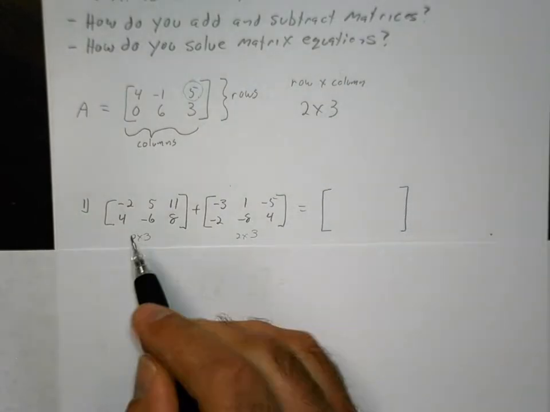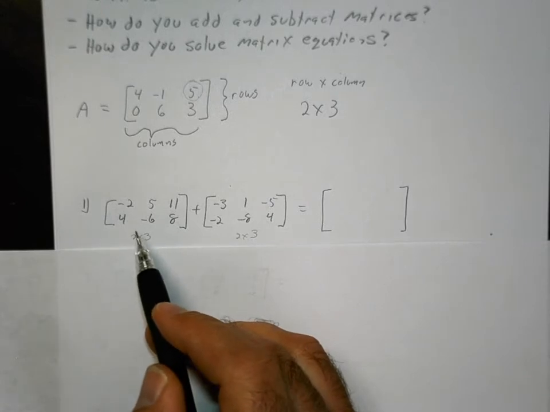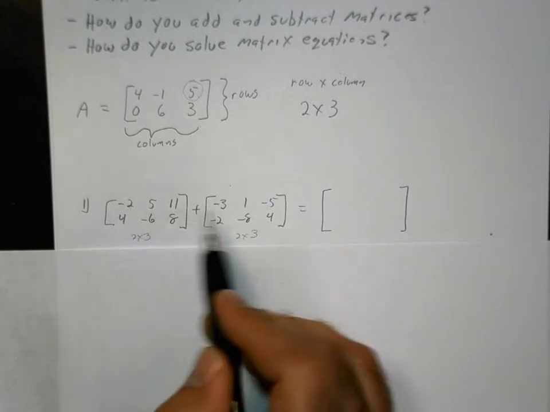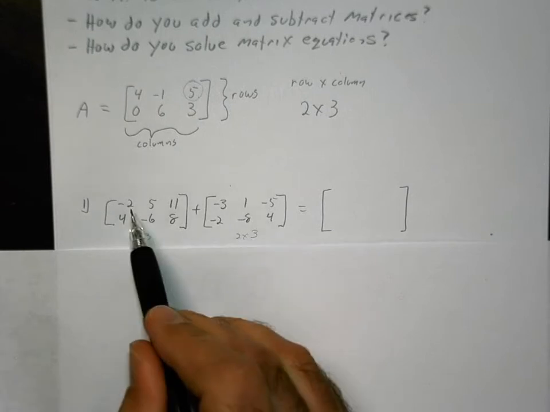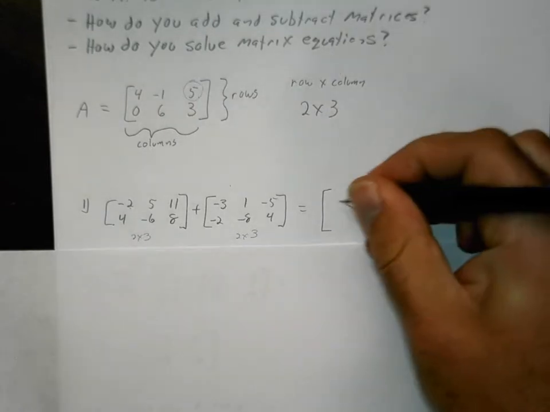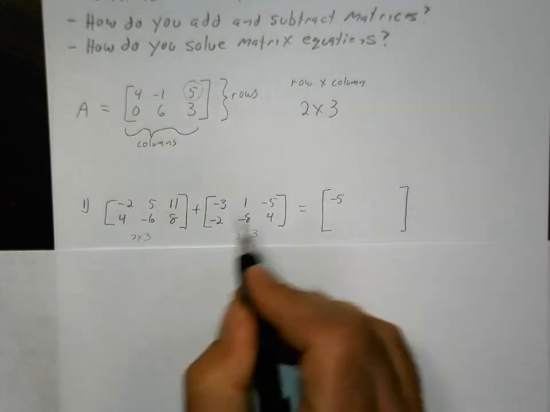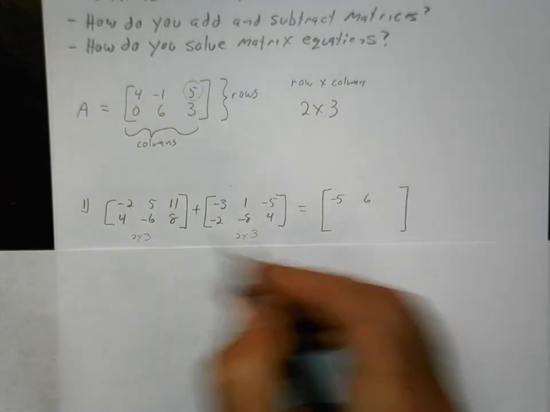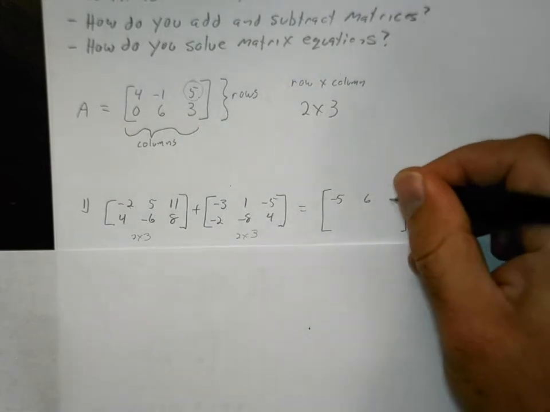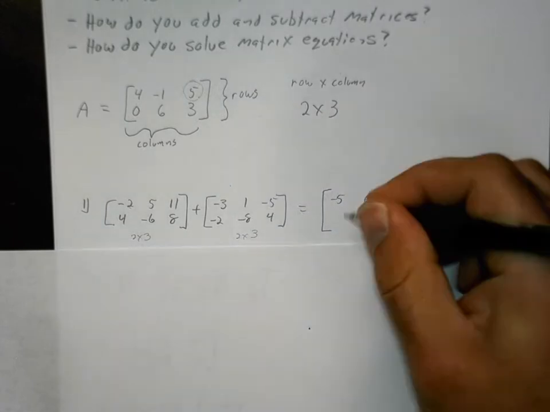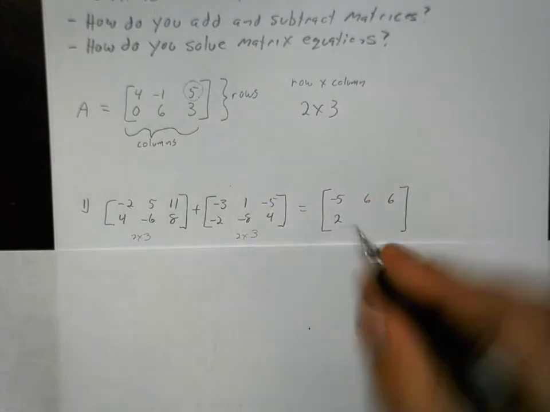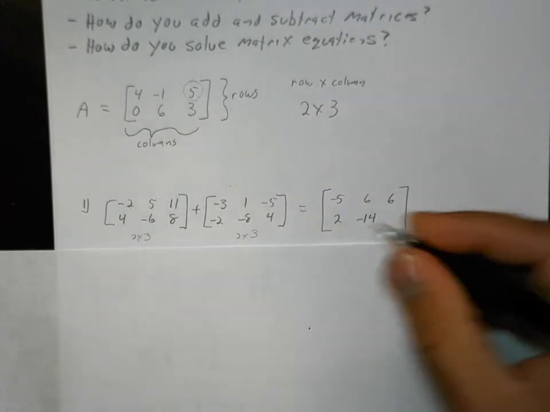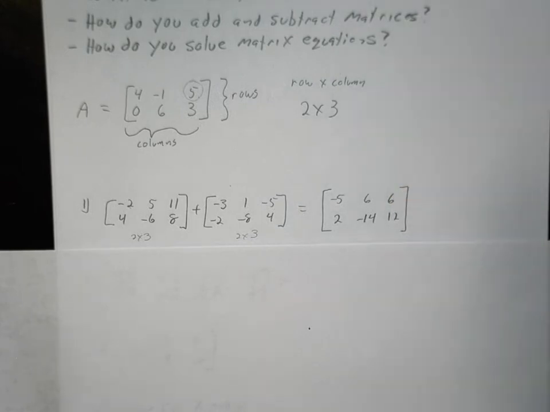When we add matrices, all we do is add the element that's in the same location. Okay, so -2 and a -3 is a -5. 5 and 1 is 6. 11 and -5 is 6. 4, -2. -6, -8. 8 and 4 is 12. So you get a new matrix, we just add them up.